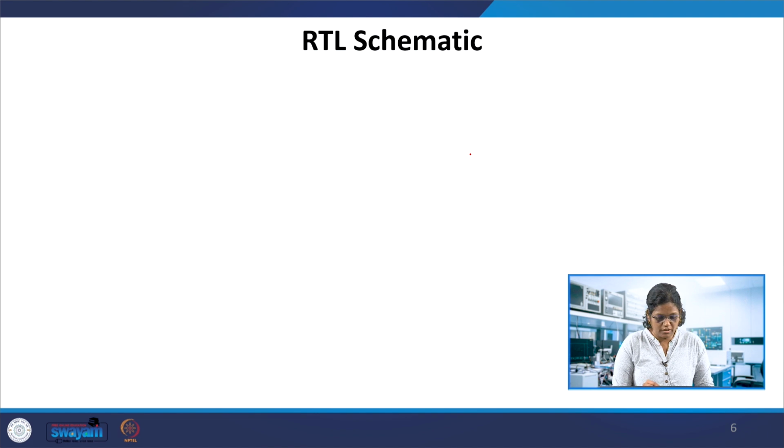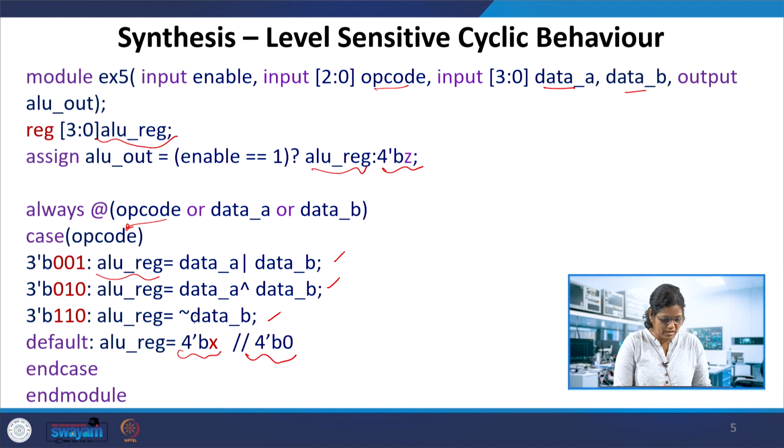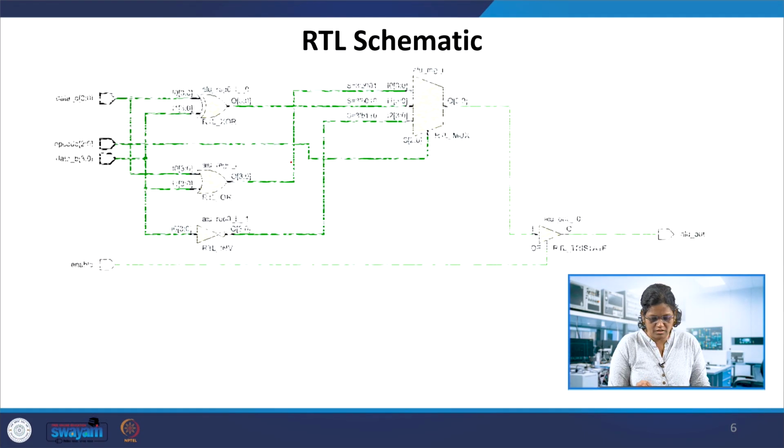Also you can see that it is synthesized into a mux because the default condition is specified, though all the combinations are not listed over here. For other cases default would be executed. So in that case it is fulfilling the conditions which are going to happen in this. So it is realized into a mux, and the mux output also you can see, ALU out equal to, that is, ALU register will be stored to ALU out if enable is 1, otherwise 4-bit Z. So this assign statement is getting realized here.